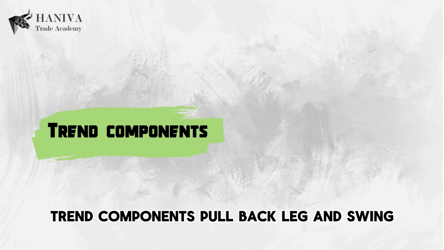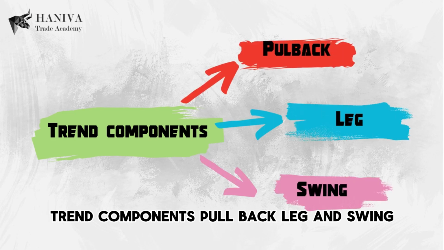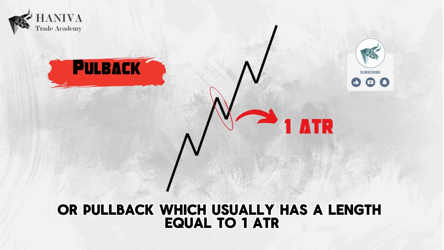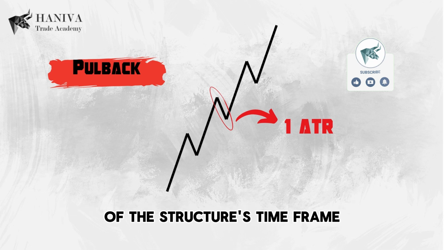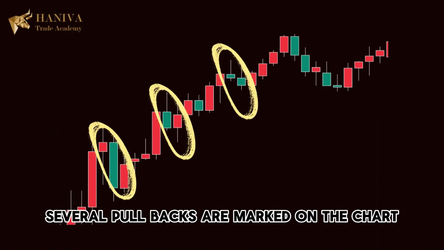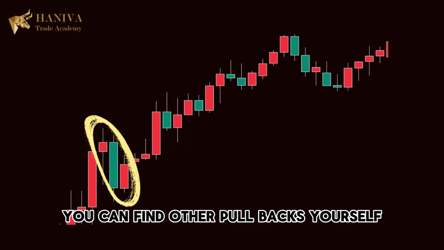Trend components: pullback, leg, and swing. The smallest component of a trend is a correction or pullback, which usually has a length equal to 1 ATR of the structure's time frame. Several pullbacks are marked on the chart. You can find other pullbacks yourself.